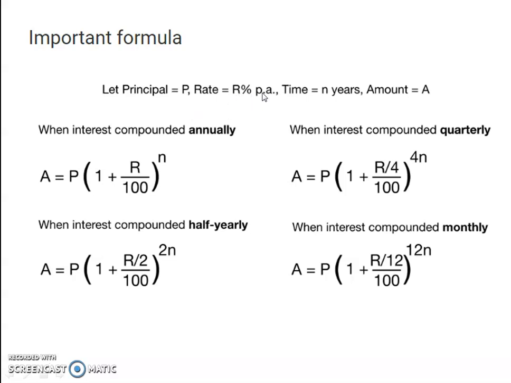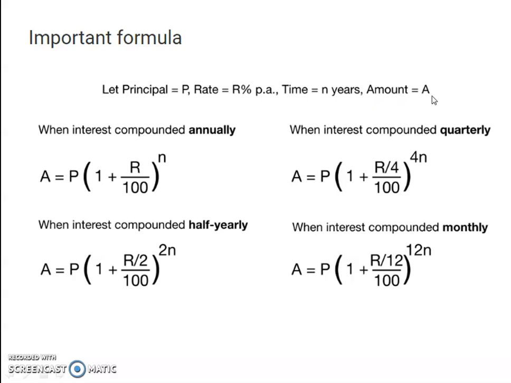At rate of interest R percentage per annum. PA, we'll read it as per annum. That means for 1 year, the rate of interest is R percentage. Once again, listen carefully. Rate of interest is equal to R percentage PA. When you read, you'll read it as R percentage per annum. Time equal to N years.